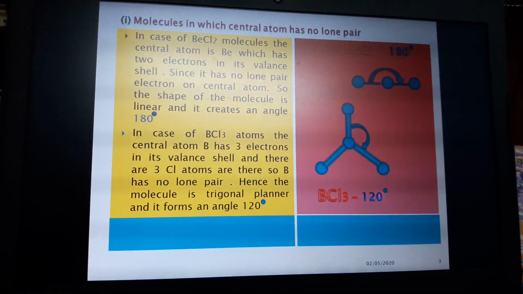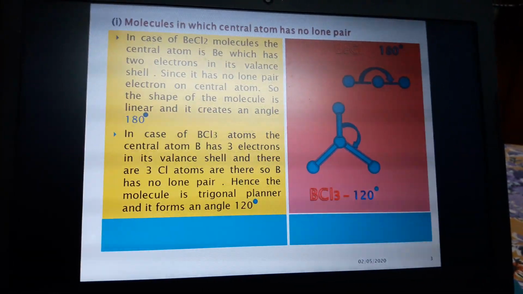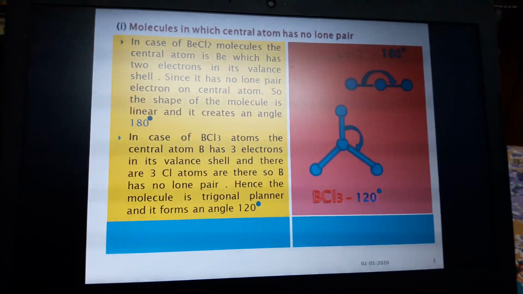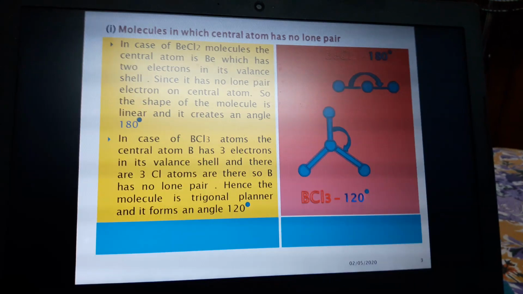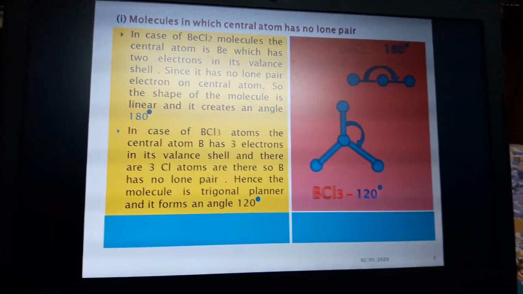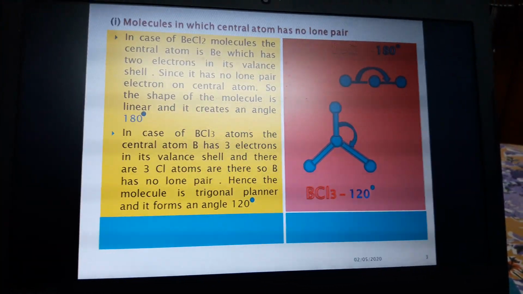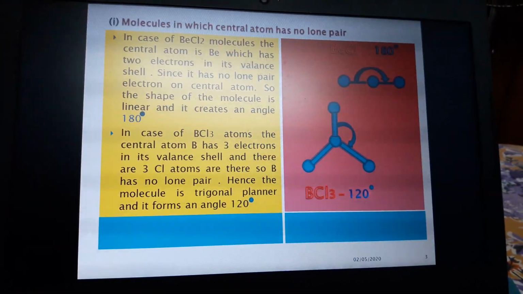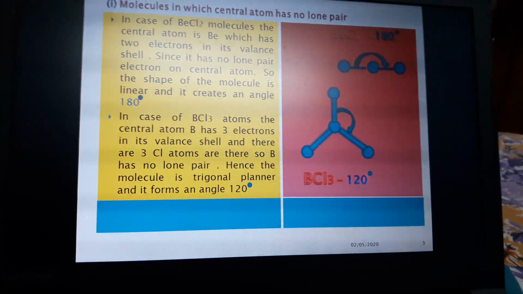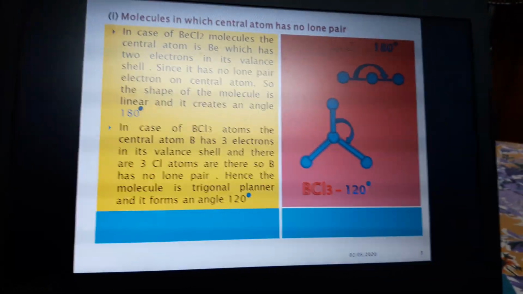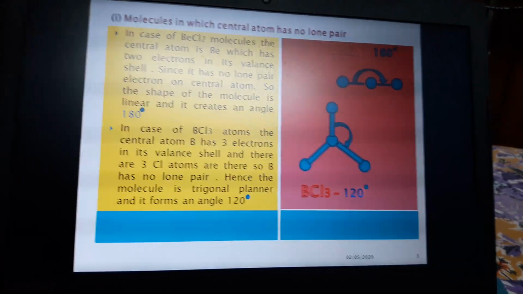In case of BeCl2, beryllium chloride, the central atom is beryllium, which has 2 electrons in its valence shell. Since it has no lone pairs, because beryllium has atomic number 4 and it has 2 electrons in the valence shell, the shape of the molecule is linear and it creates an angle of 180 degrees.